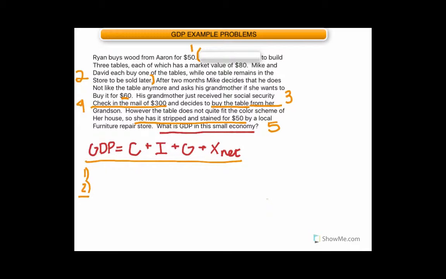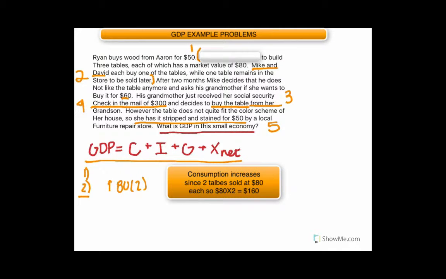So when Mike and David each buy one of the tables, that's $80 times 2, and we increase our consumption by that value. So when Mike and David buy the tables, we increase our GDP by 160 in the value of consumption.